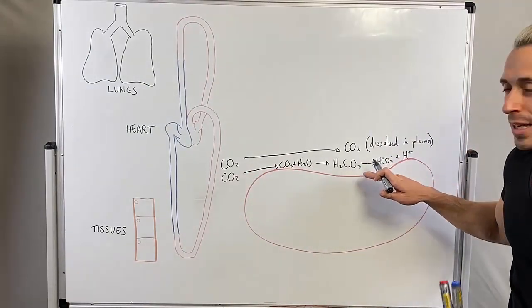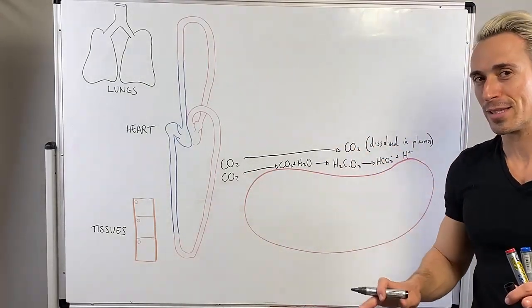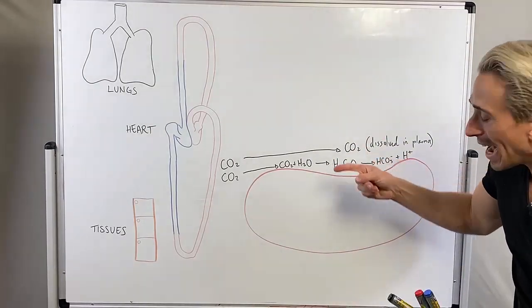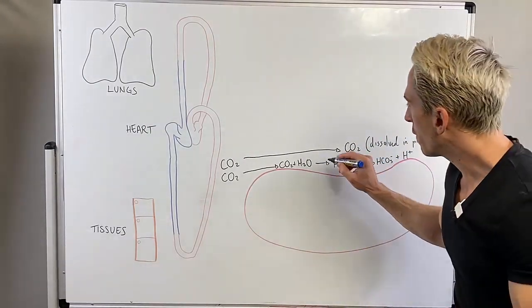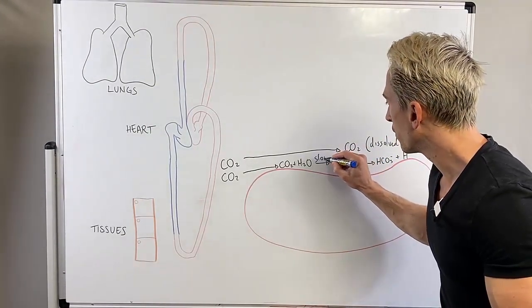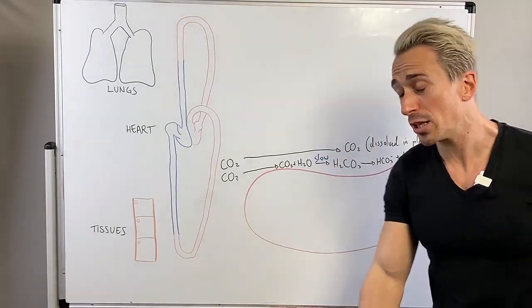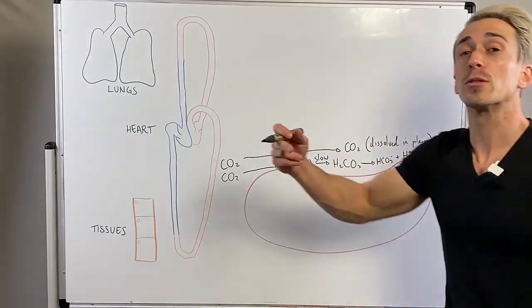This equation can happen inside the red blood cell as well. Now here's the thing, when it happens outside the red blood cell, it's actually a very slow reaction. Now the reason why it's a slow reaction is because there's no enzymes out here to help speed it up.